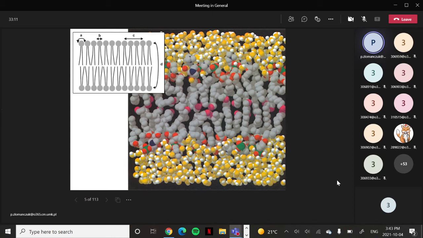Before we move on, let's ask the question first, why are they moving? And of course, in order for any molecule to move, you need kinetic energy. And this kinetic energy is derived from thermal energy, or heat energy.